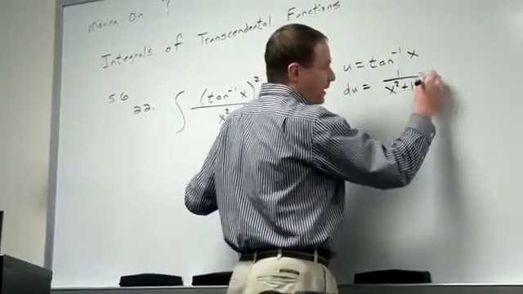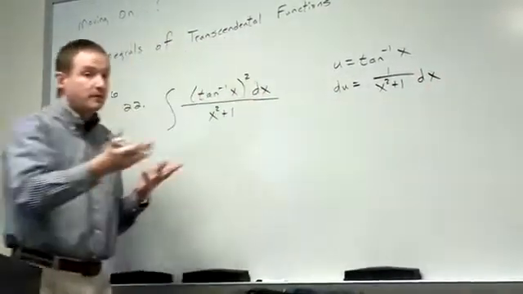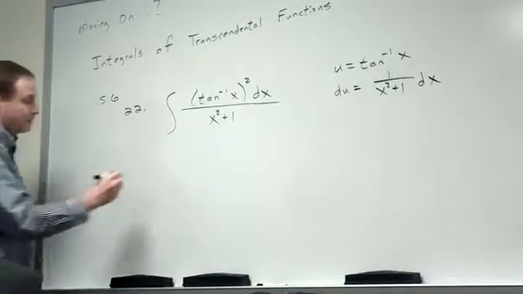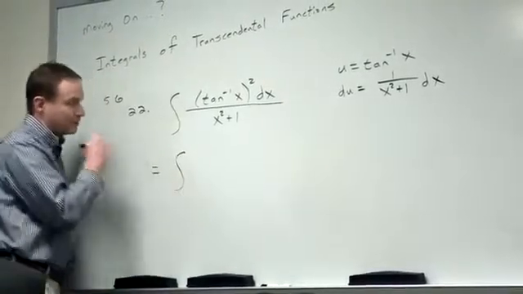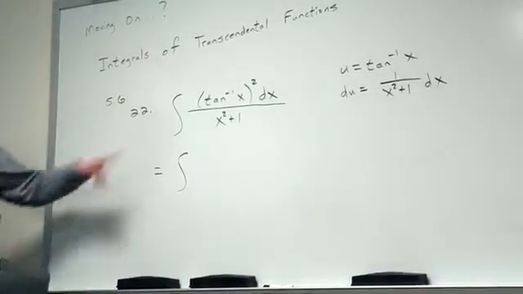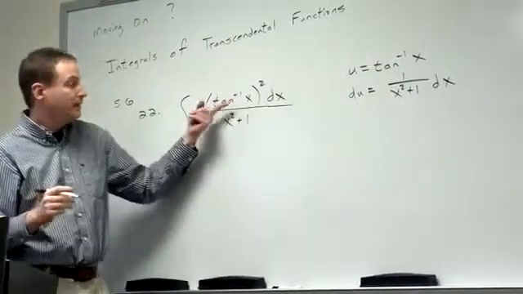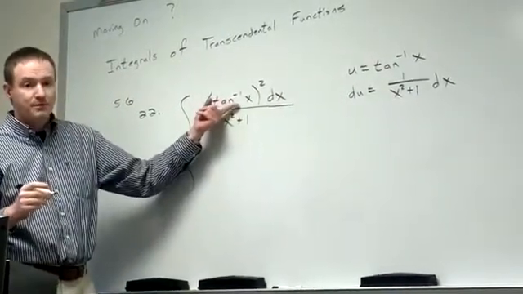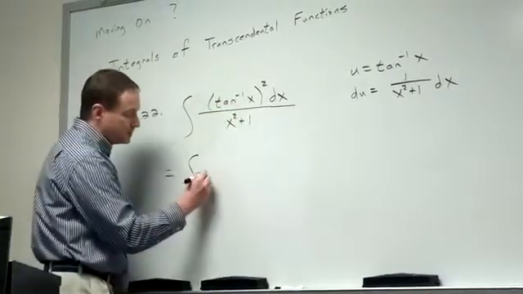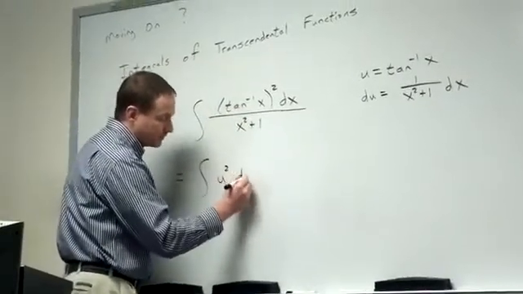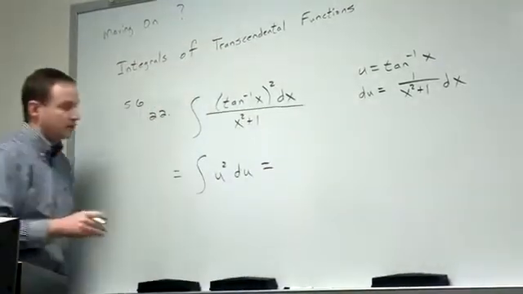So this works beautifully, and I can say this is going to be the integral of, I know this 1 over x squared plus 1 dx is all du. The only other thing in there is the inverse tangent function squared, so that becomes u squared du. That's what we do. So we say the integral of u squared, I can't stop myself.